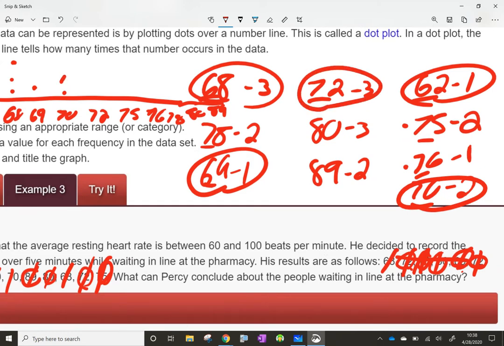72 had three people, so three dots above 72. 75 has two people, so two dots there. 76 has one person, so one dot above it. You get the idea, right? That's how a dot plot is made.